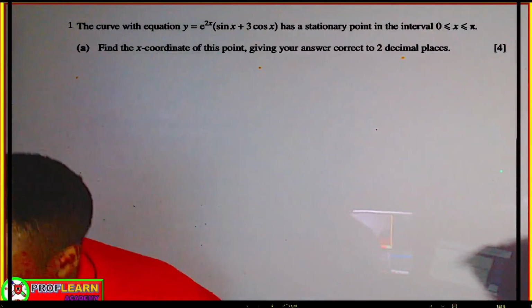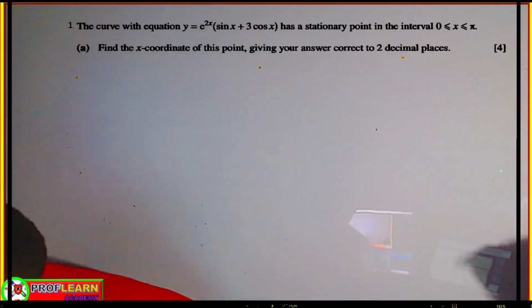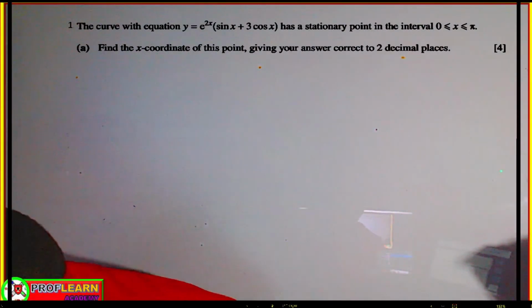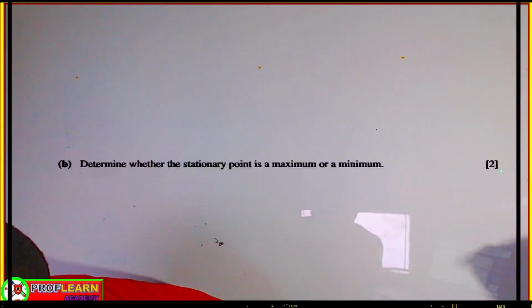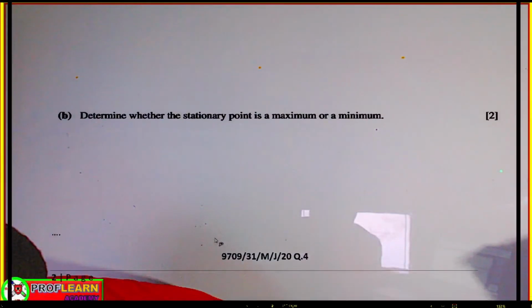So if you are given a question like this, and you are told that a curve with equation y equals e to 2x (sin x plus 3 cos x) has a stationary point in the interval 0 ≤ x ≤ pi, and we're supposed to find the coordinate of this point correct to 2 decimal places. So these are just 2 questions, and there is another part whereby you are supposed to determine whether the stationary point is maximum or minimum.